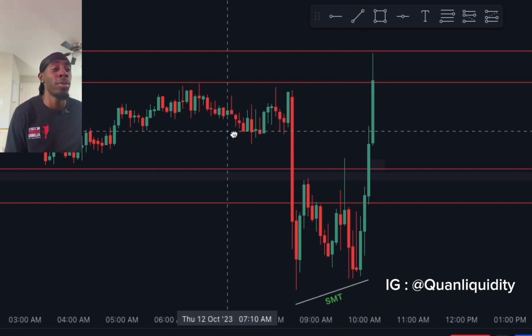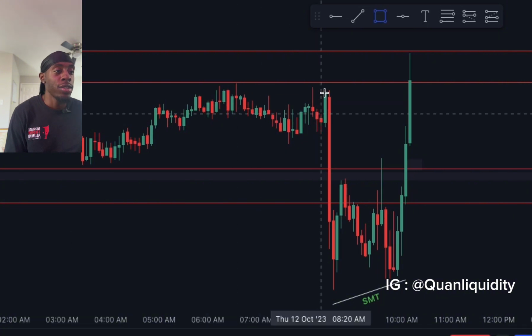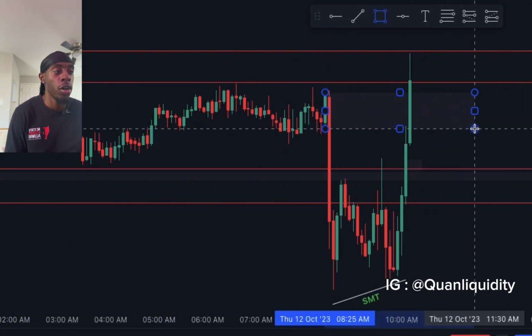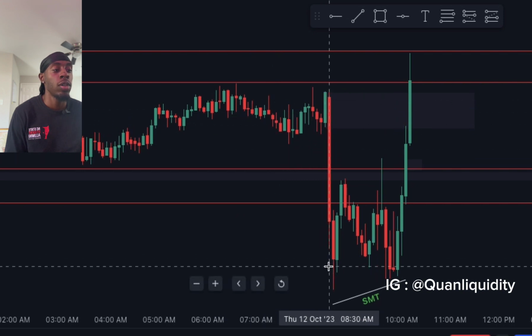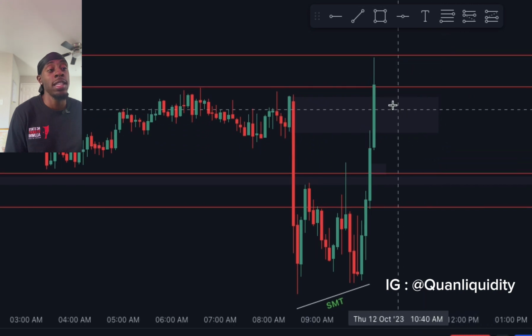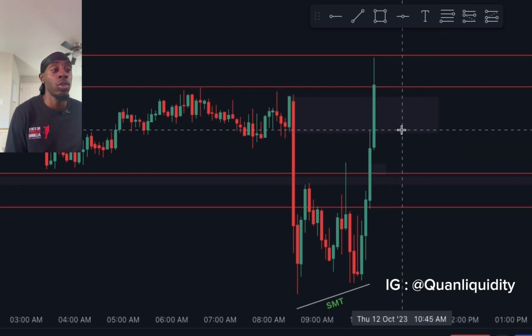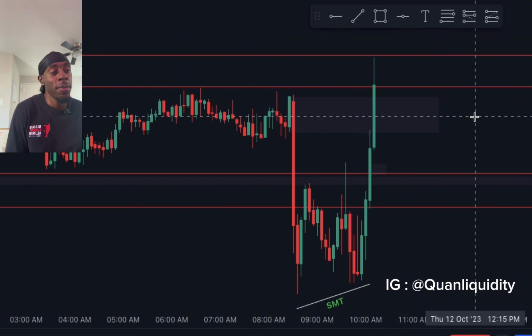I don't use support resistance. Whatever this is called, as you can see here, this is called a breaker. All that it is, it made a lower low, and then we traded back above it. Just like support resistance ideas, you want it to trade back to this so we can go higher. It's basically the same concept.